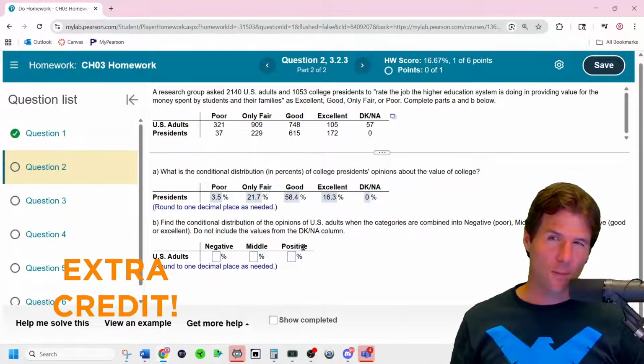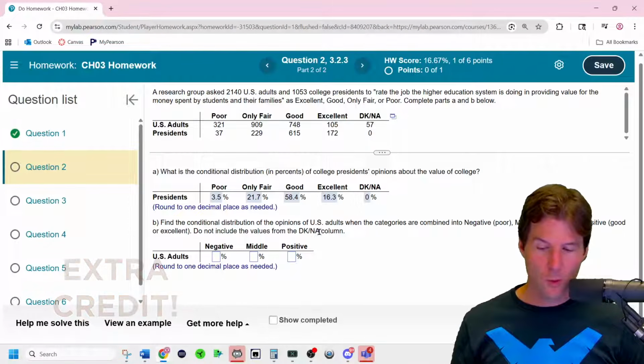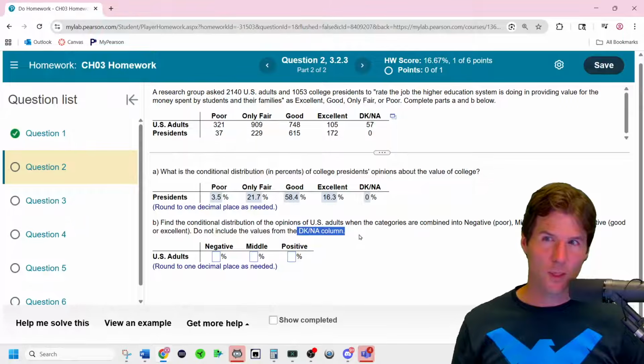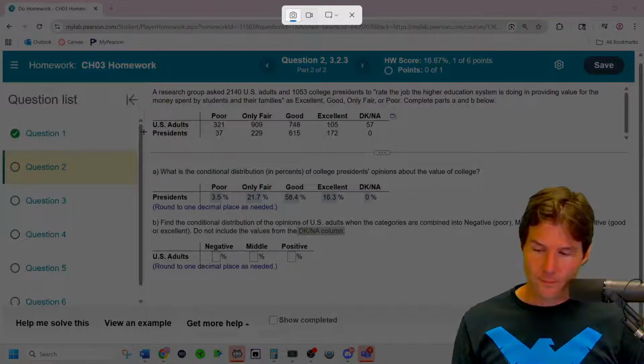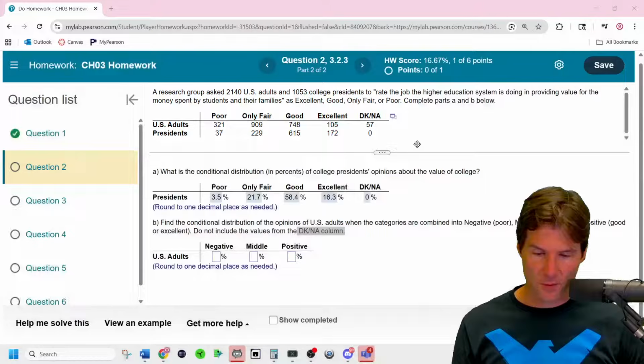This one's tricky, though. Notice that it's going to remove the did not know columns. This one trips people up. It's a very good one that we're getting done right here, because when you do this one, we're going to take the information right here.